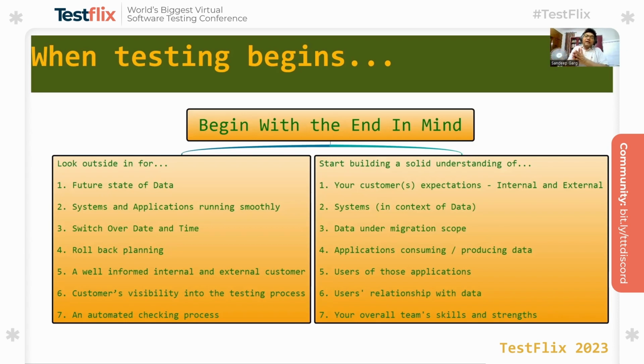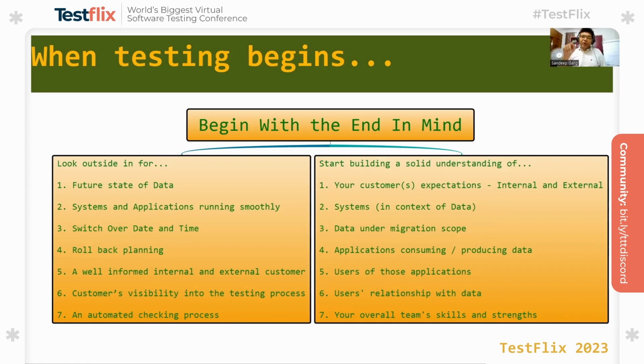Then what are the switchover date and time? It is important because, for example, in this case of discontinuing support, 10th of October is the last date. We have to be very proactive and communicative in this case. And then coming to the customer service. So a well-informed internal, external customer visibility into the testing process, and an automated checking process.